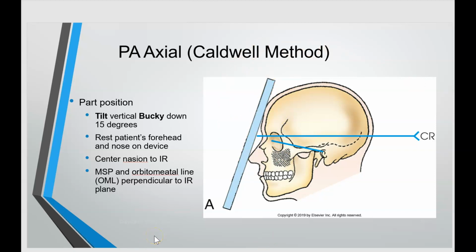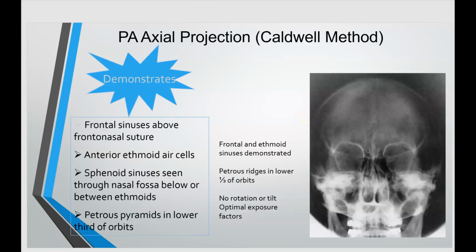However, like I had mentioned before, most facilities do not have tilting wall buckies. If you do, consider yourself fortunate and utilize that for your sinus imaging. Your MSP and your OML need to be perpendicular to the IR plane. When you're using a tilt, just make sure your OML is perpendicular, okay? And you should get it every time. Your central ray is still going to exit your nasion, okay? Collimation will be the same, 8 by 10.